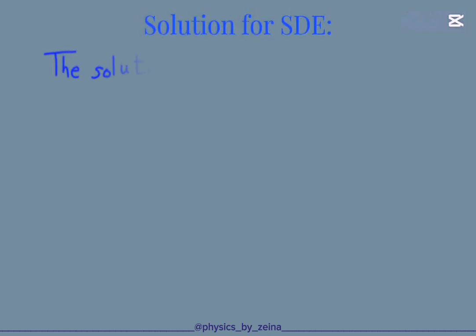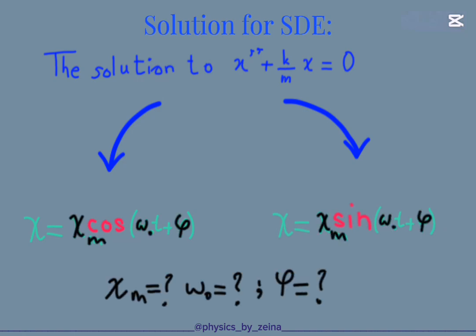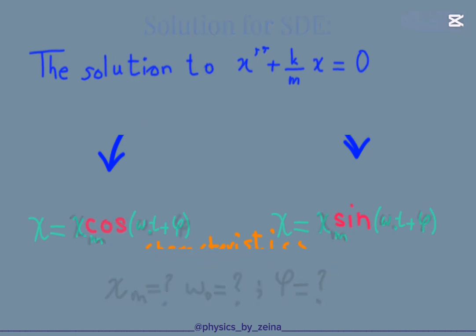The question gives you the solution, which could be one of these two, either a cosine function or a sine function, having three unknowns to be determined: the xm, omega, which is the proper angular frequency, and the phase difference. These three unknowns are the characteristics of this oscillation. So the new goal is to find the value of these three.